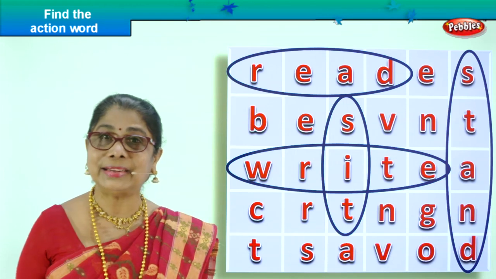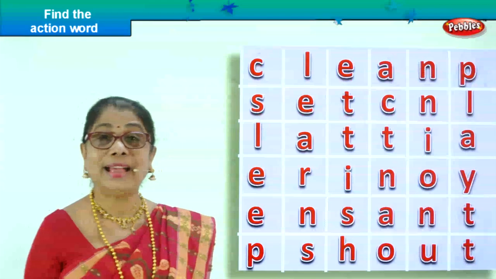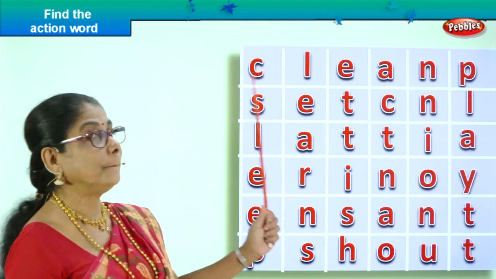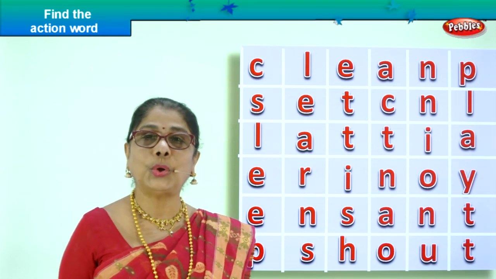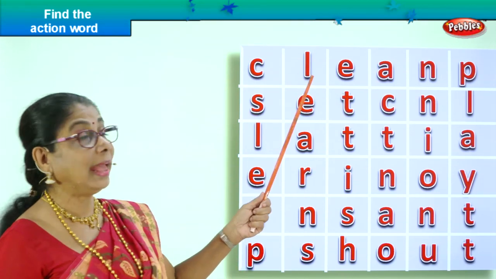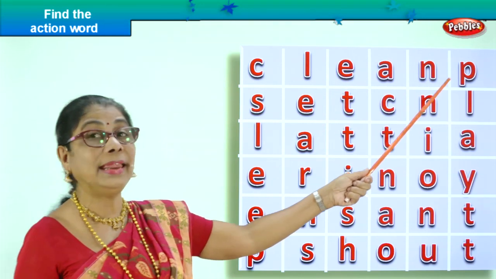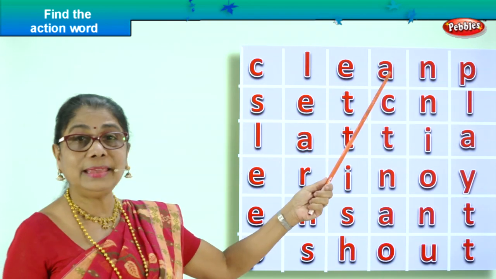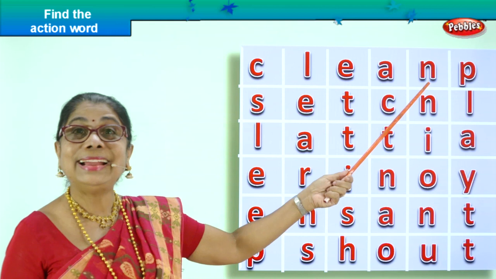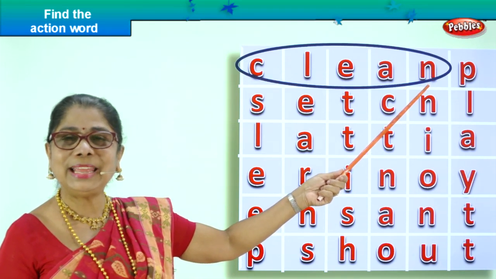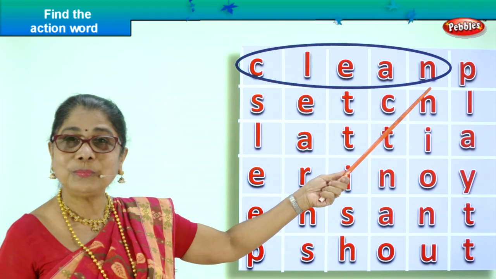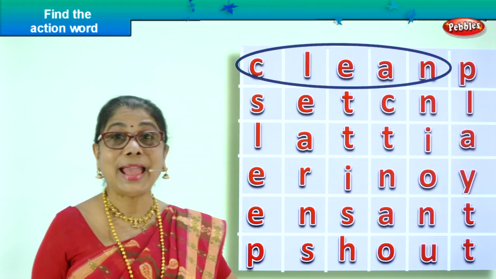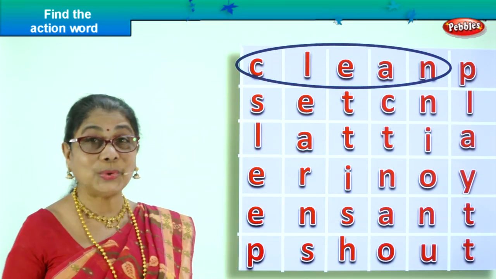Good. Shall we take another? Yes, let's go to another exercise and enjoy finding action words. Here we have a lot of words. Let's go row by row. C-L-E-A-N-P. Can you find any? C-L-E-A-N. What is that? Clean. Yes. You clean the table, you clean yourself, you clean the floor. Yes, you clean the garden, you clean your cupboard. Clean. So that is an action word and we circled it. Very good. Let's go to the next row.